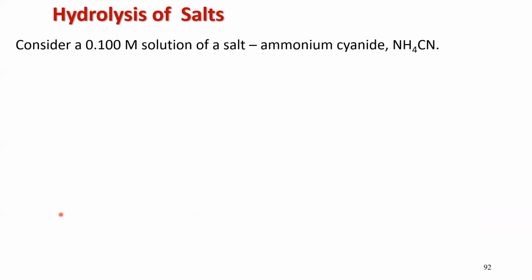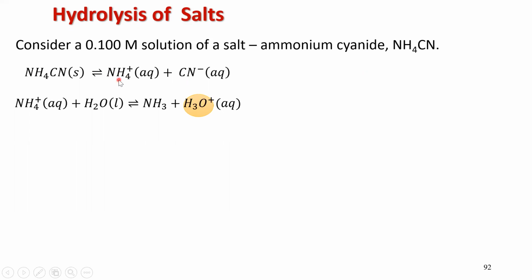So let's look at this scenario. We have 0.100 molar ammonium cyanide. Well, ammonium cyanide is a salt. It's going to break up into ammonium ions and cyanide ions. Well, here's the problem here. The ammonium ions are the conjugate acid of a weak base. So it will go through this hydrolysis process and produce hydronium ions. And cyanide is the conjugate base of a weak acid, so it will also go through this process and produce hydroxide ions.